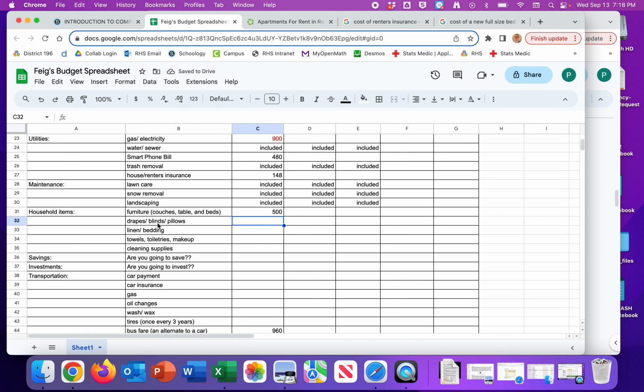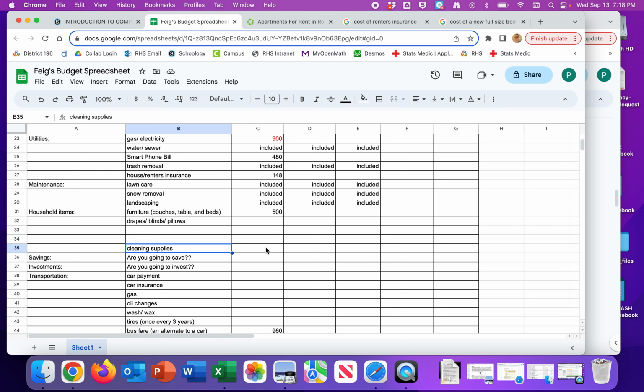Drapes, blinds, and pillows. Do you want any of those things? They don't just come with your apartment. I'll leave that blank. You can look that up. Linens and bedding. That might be a little too specific. Maybe I'll take that off. That's a little too much. Towels, toiletries, makeup. If you want, you can look that up. I might take that one off of your spreadsheet too, actually. Cleaning supplies. It's not exciting, but yeah, you gotta pay for the dish soap and all that stuff.